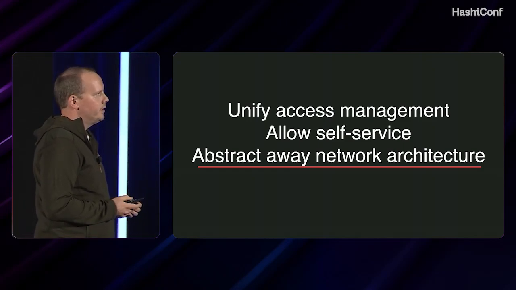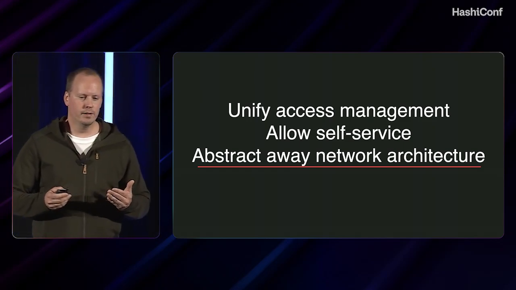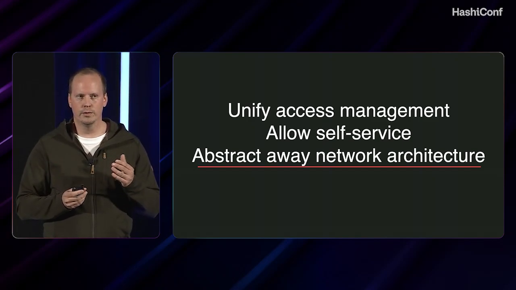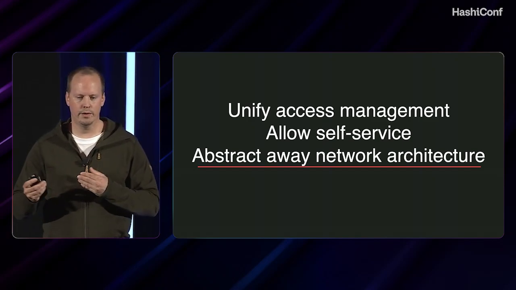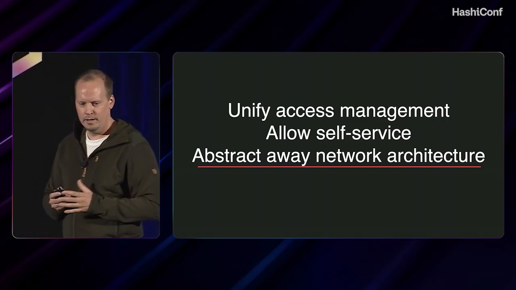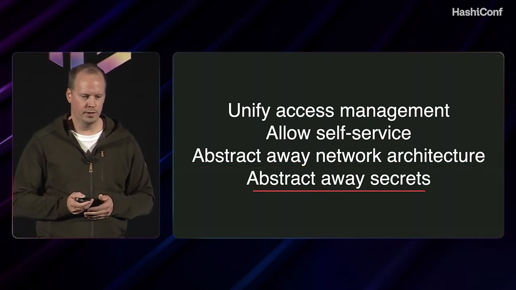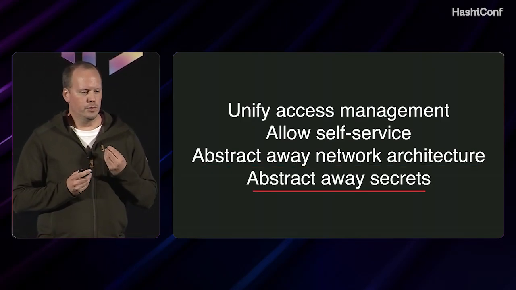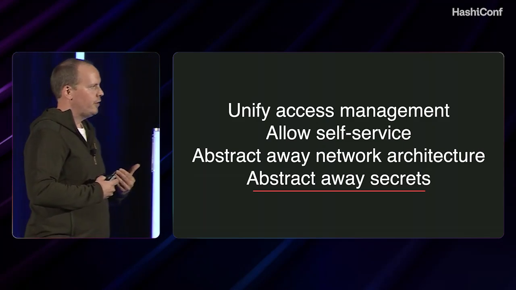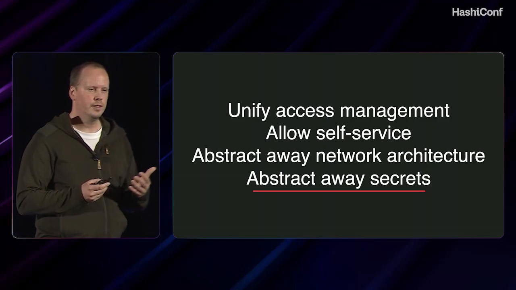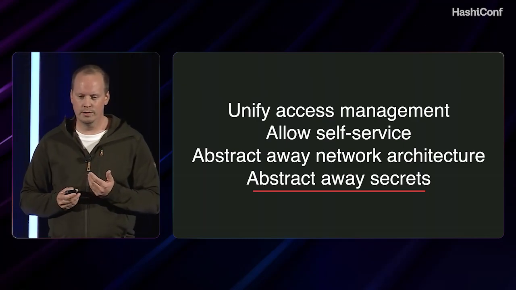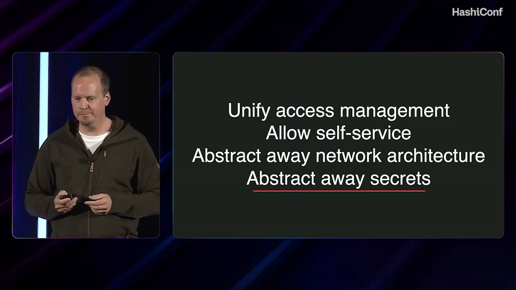The solution should abstract away the network architecture, which basically means that a developer requesting access to a resource shouldn't need to know intimate details about the network and how different things are connected. It should just be transparently handled for the user. The solution should also abstract away secrets. So a developer wanting to access a specific resource shouldn't need to dig through different key vaults, etc., in order to find the correct credentials to connect to this instance.